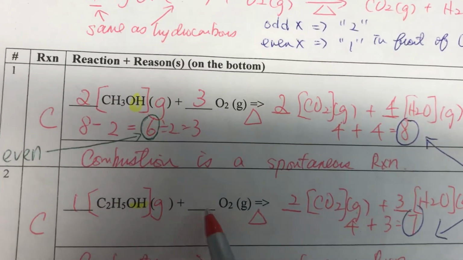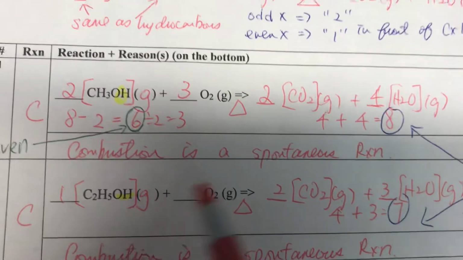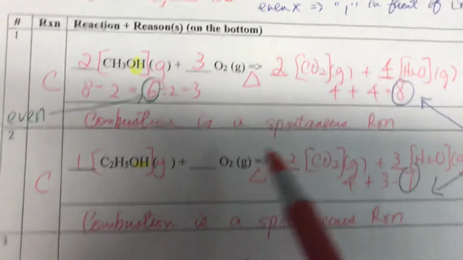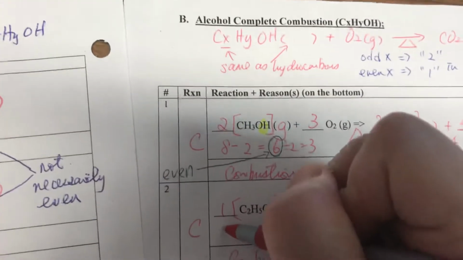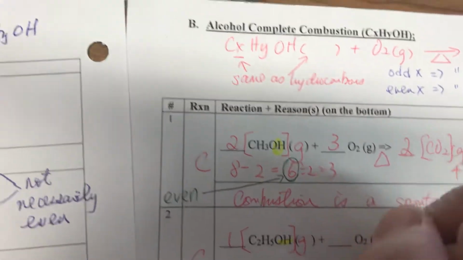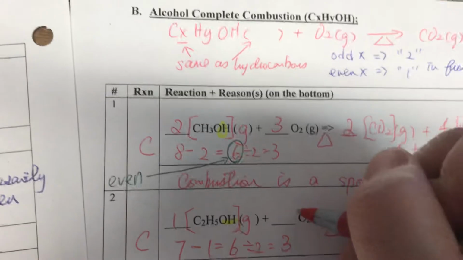So how can I find the coefficient? I'm going to take the total 7 minus how many oxygen here to get how many oxygen here, and then I'm going to divide by 2 to get the coefficient. So my total is 7 minus, I get 1 oxygen here to get 6. 6 divided by 2, I got 3.